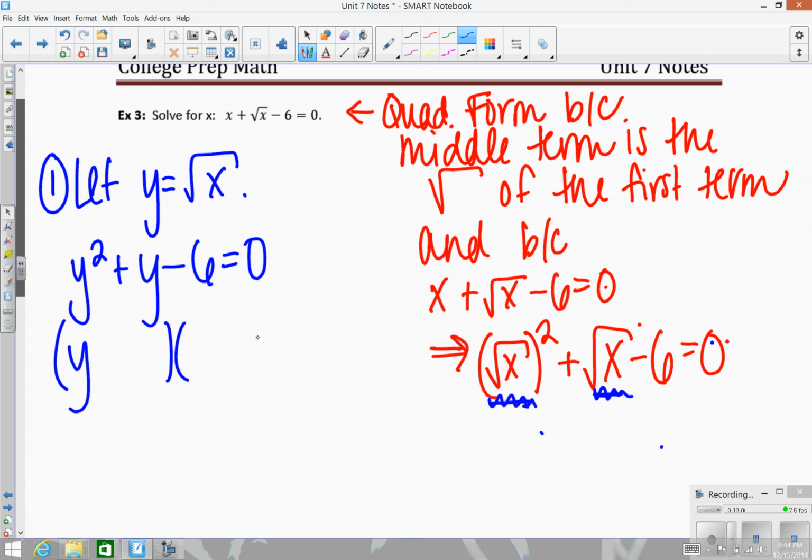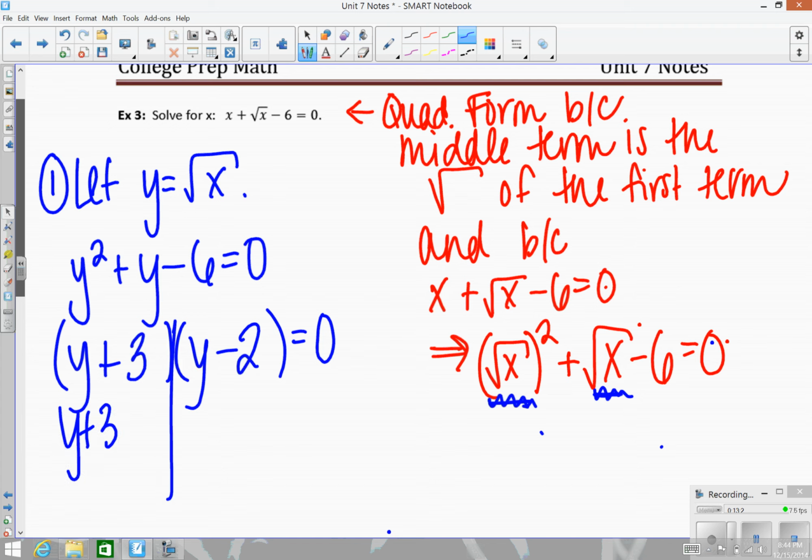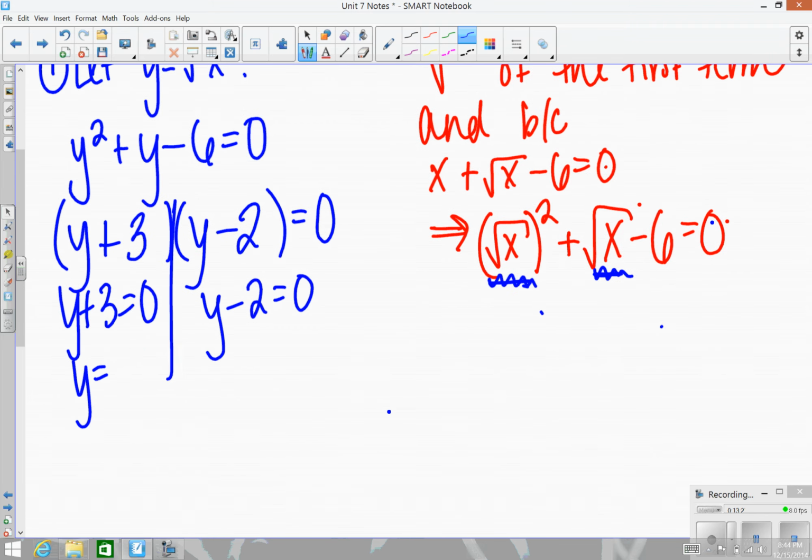So I have two sets of parentheses. I'm going to have opposite signs. My bigger number is going to be positive. My smaller number will be negative to add to positive 1. Then you can split it, set each piece equal to 0. So we have y equals negative 3, y equals 2. So here are your two solutions.